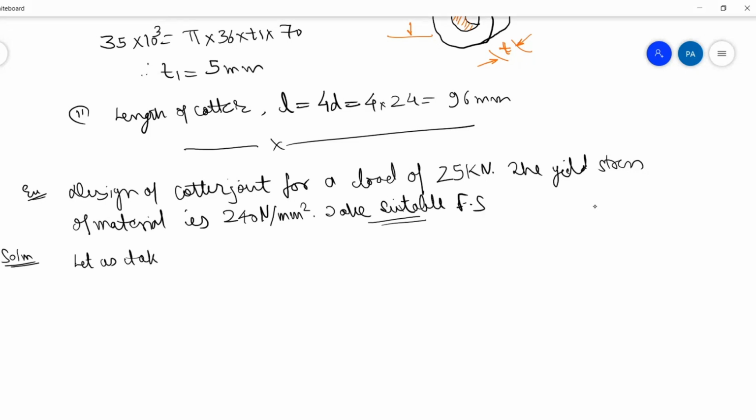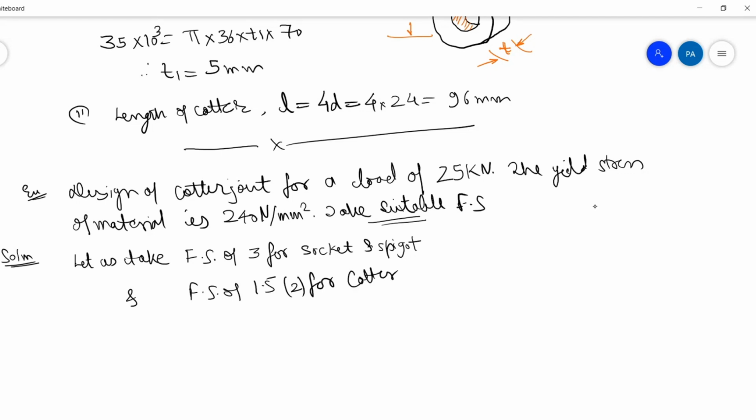let us take or consider factor of safety of 3 for socket and spigot, and factor of safety of 1.5 or 2 for Cotter. Now understand that we are taking factor of safety of 3 for socket and spigot and 1.5 or 2 for Cotter, means we are taking less factor of safety for Cotter.